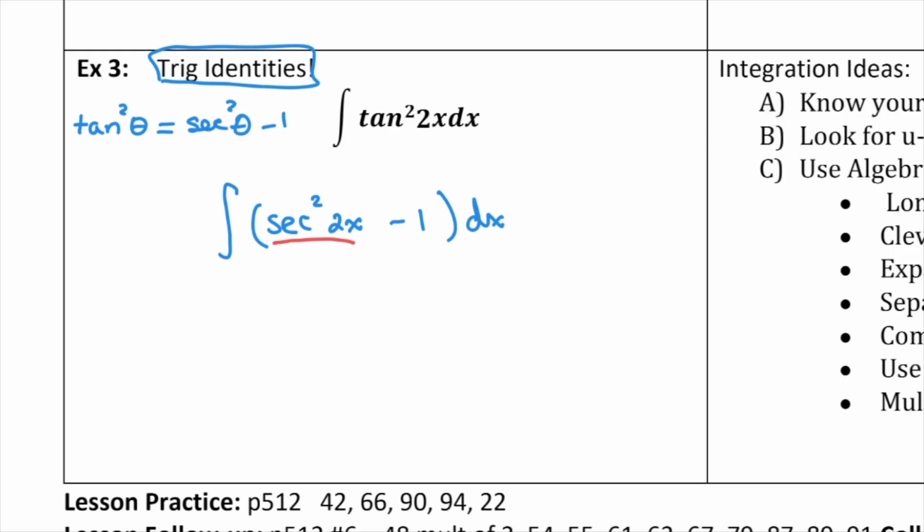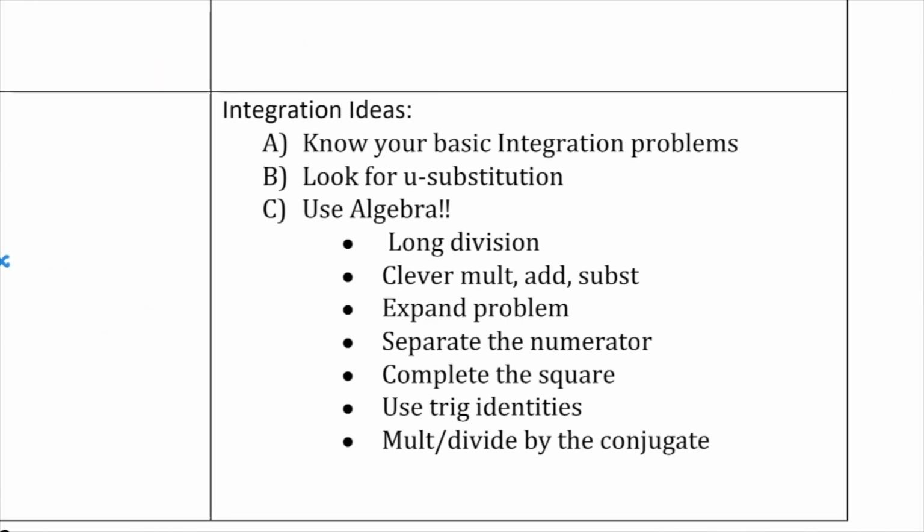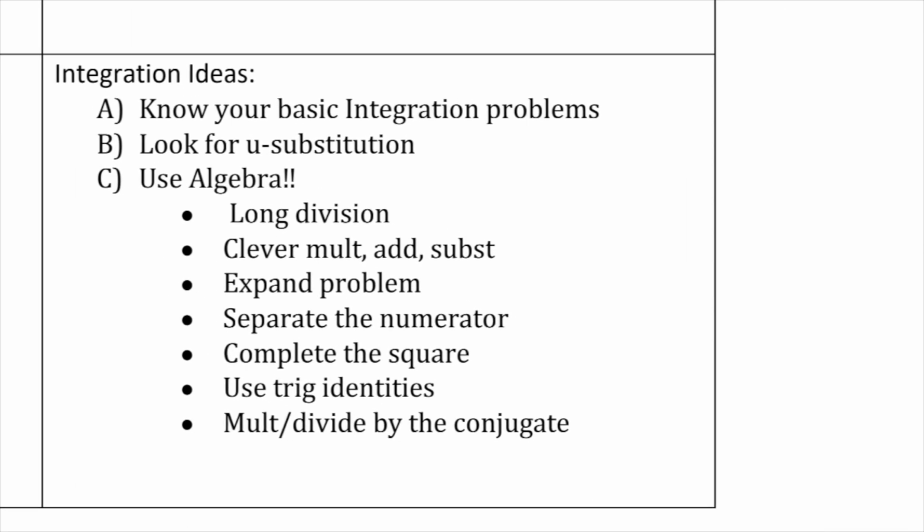You do know, though, that the derivative of the tangent is the secant squared. So the antiderivative of secant squared is equal to the tangent. And since it's the tangent with the angle 2x, it's going to be 1/2 tangent 2x. Of course, we've got minus 1, and that antiderivative is x. Don't forget plus c. All right, so we now have 1/2 tangent 2x minus x plus c as our antiderivative. Know your trig identities.